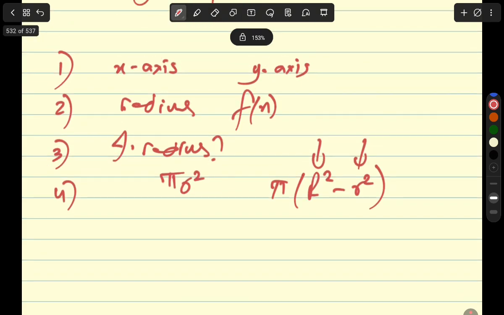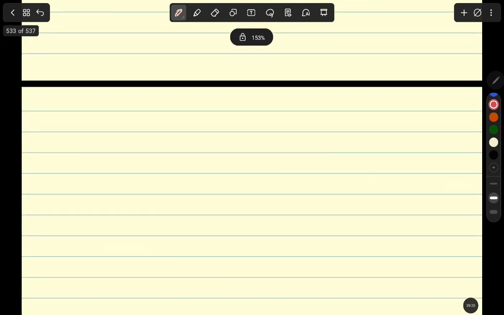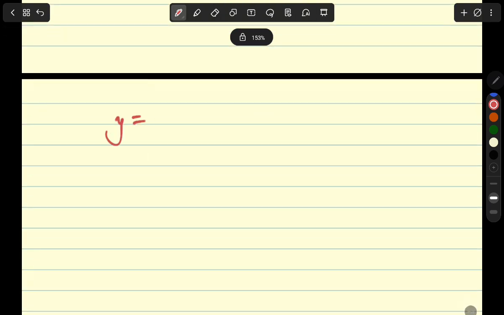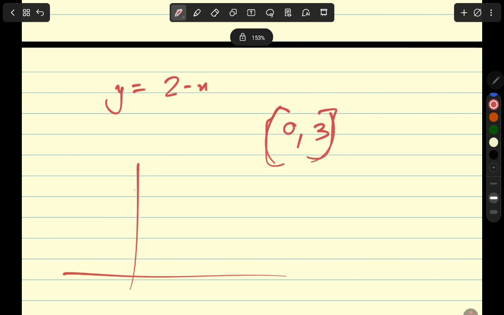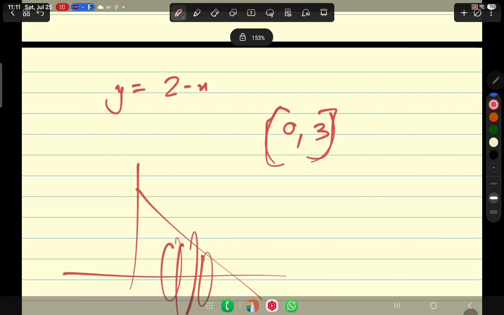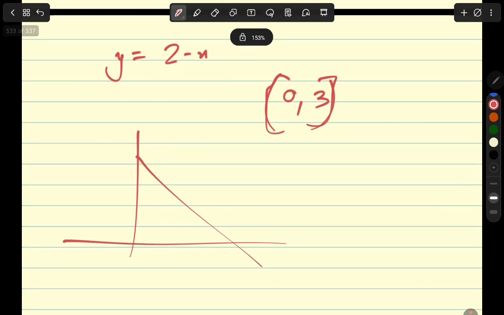Now, you may wonder, we spoke about the y-axis as well. So what if Cambridge asks you to rotate y is equal to 2 minus x, let's say this is the line, about the y-axis on this interval, right? Now 2 minus x looks something like this, right? And let's say between 0 and 2, so that we get it easier.